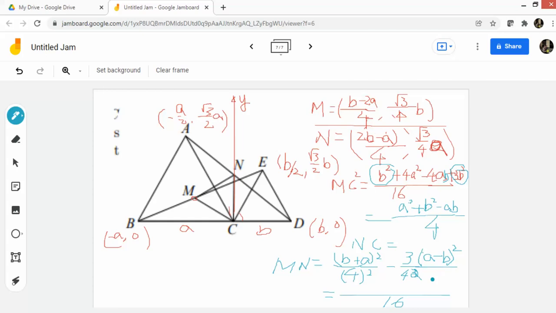This is plus, right? So this is a square plus b square plus 2ab. This one is 3a square plus 3b square minus 6ab.